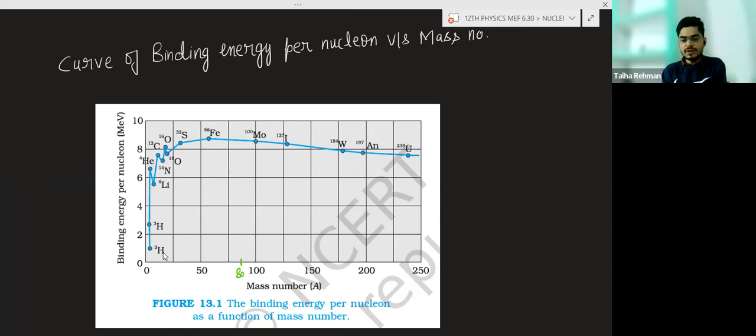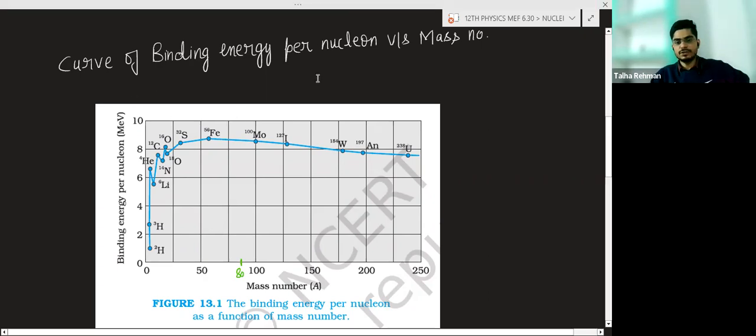Nuclear fission and fusion we will discuss in the next class, and the next class will be the last class of your syllabus. In the upcoming last class, I will finish this chapter as well as the semiconductor devices. I will try to finish.